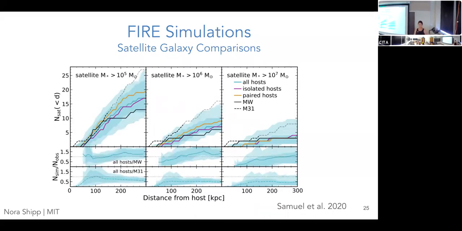Here's a look at the radial profiles, so just the distance from the host galaxy. Here are different groupings where blue is all the hosts. This is the scatter between the simulations. Purple is the isolated hosts, so those are the Latte simulations, just a Milky Way. And then orange is paired, so those are the ELVIS on FIRE pairs. And then black here is the Milky Way, and dashed is M31. So again, this is just to show that FIRE does a pretty good job of reproducing the radial distribution of satellites as well.